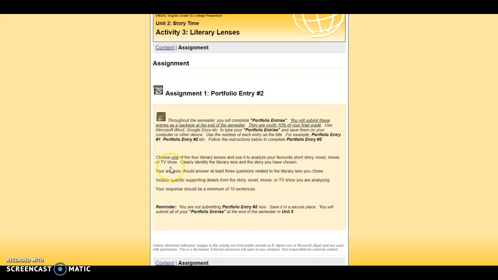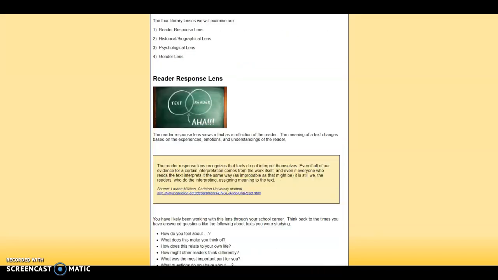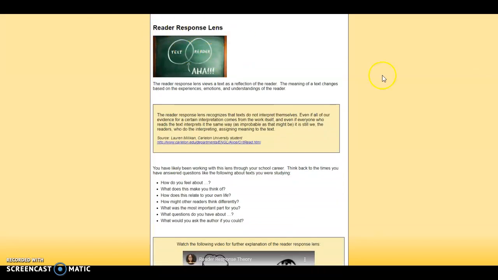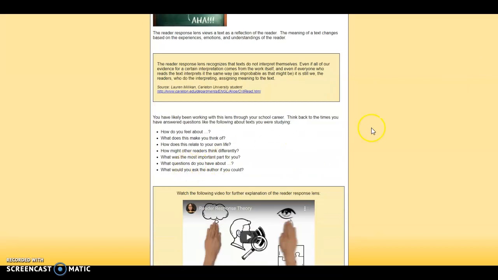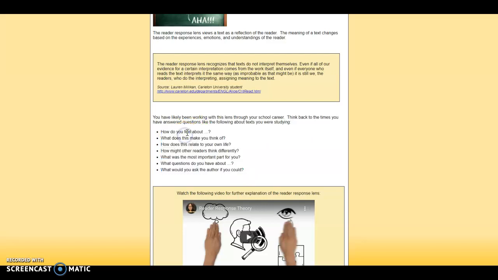Okay? So your analysis should answer at least 3 questions related to the literary lens you chose. If we go back to the content, just a reminder of the questions. If you choose the reader response lens, you've got a series of questions here that are often asked in a reader response analysis. You choose at least 3 of these to answer.